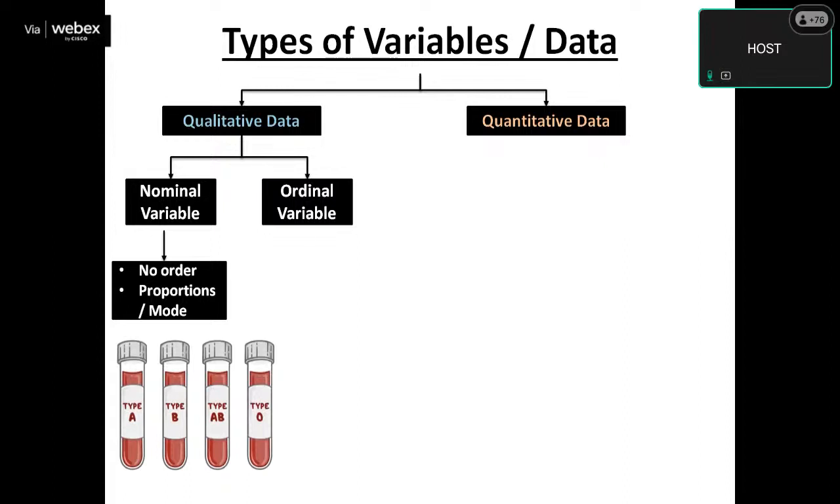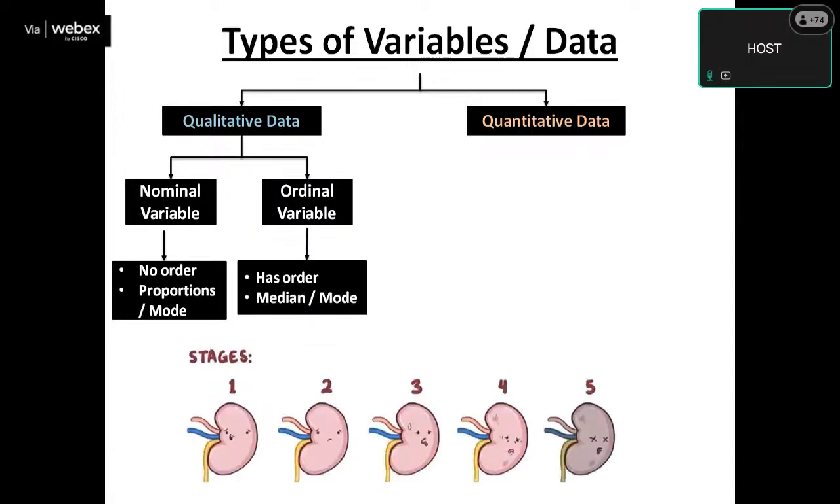So how can we calculate from those measurables? We can take a proportion. For example, in a given group of data, A positive blood group is in 50% of the persons. So we can describe a nominal variable by proportions. Now another variety of variable is the ordinal variable.